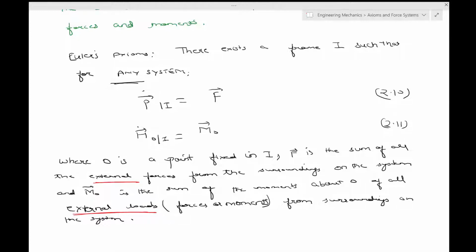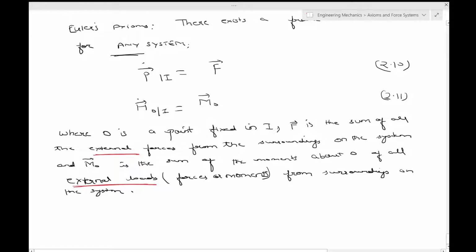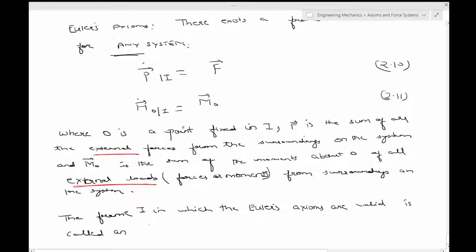Now this is the first time we are doing it in this course. The frame I, the frame in which the Euler's axioms are valid, is called an inertial frame.